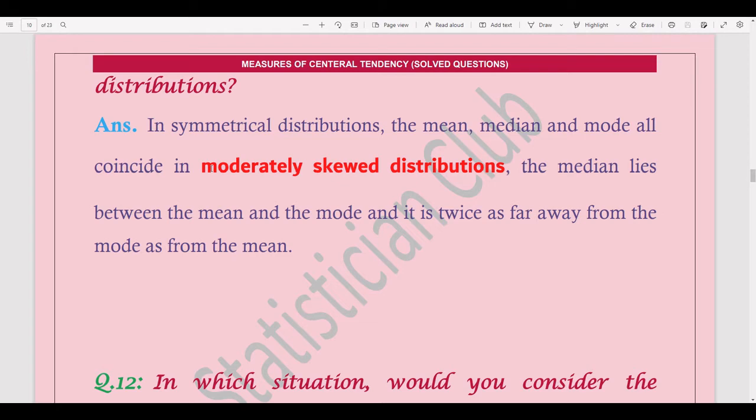But in a moderately skewed distribution, the median lies between the mean and mode. When a distribution is skewed, it will be positively skewed or negatively skewed, both. So the median lies between the mean and mode, and it is twice as far from the mode as from the mean.